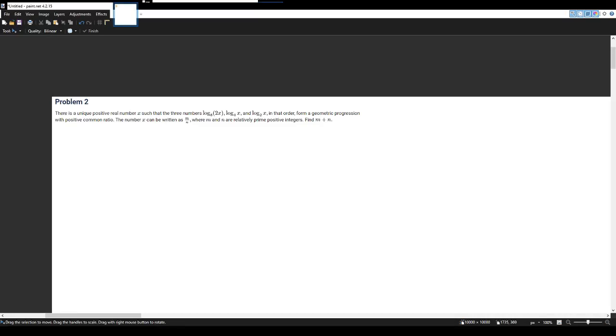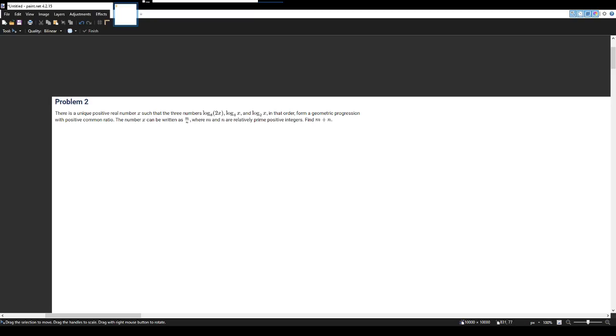Today we have a tricky one. This is the 2020 AIME problem number 2. There is a unique positive real number x such that three numbers, log base 8 of 2x, log base 4 of x, and log base 2 of x, in that order form a geometric progression with a positive common ratio. The number x can be written as m over n, where m and n are relatively prime positive integers. Find m plus n. So a lot going on in this problem.